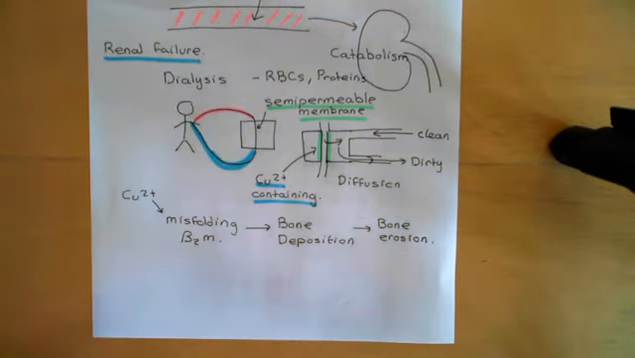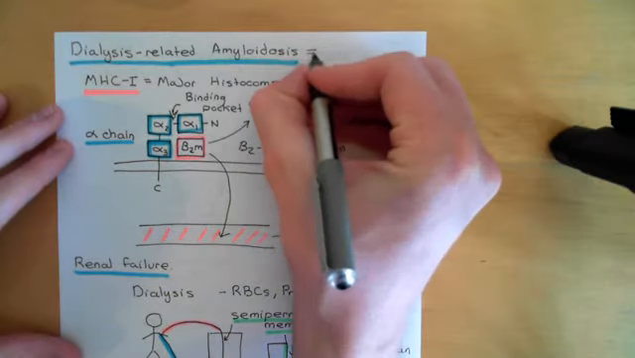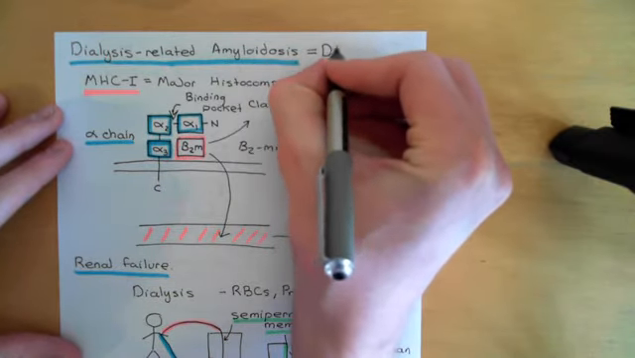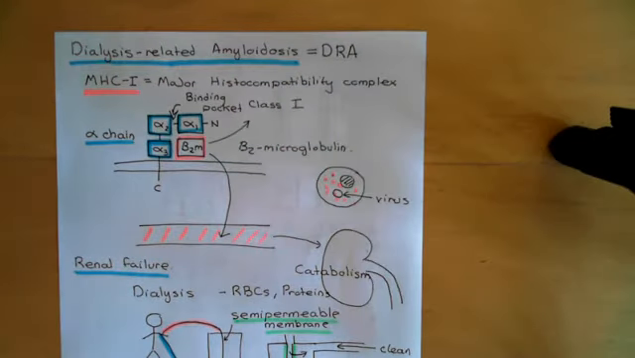The final thing that I just want to say about that before we move on to Alzheimer's disease is that this is usually abbreviated down to DRA, dialysis-related amyloidosis. Okay, so let's now move on to Alzheimer's disease.